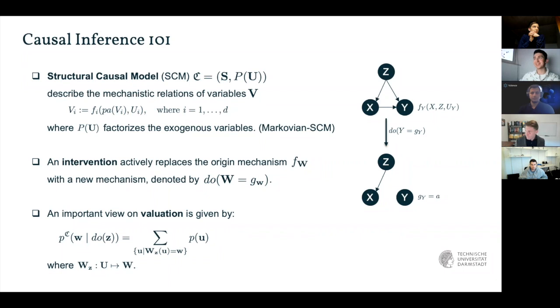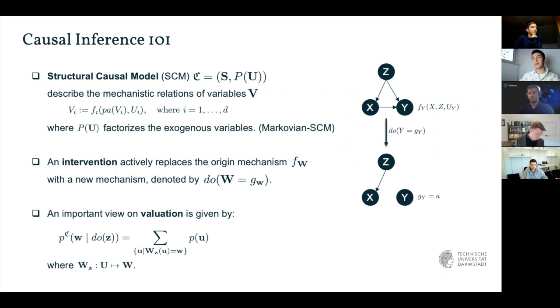And another key concept in causality is that of intervention, or manipulation, which is denoted by this famous do operator. So you do something, you say do W is equal to G subscript W. And this could then look like you see on the right side: you basically cut off the dependence to its parents and really just set that variable to that value.